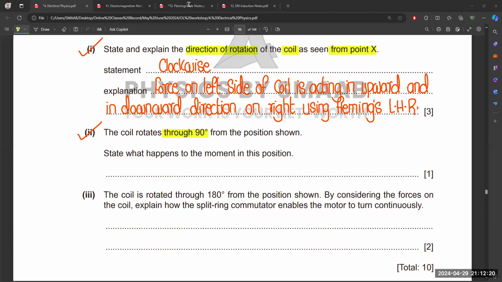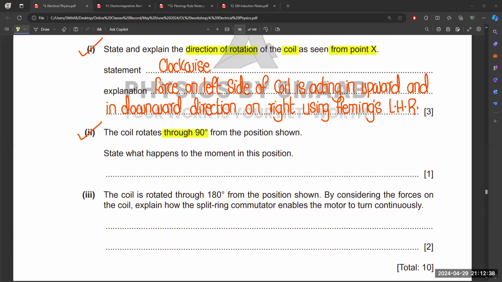Can't we give the explanation with reference to the current? Yes, you can mention that, but I feel that will be a lengthy answer for you to write in this space. So it's up to you if you want to explain according to that.